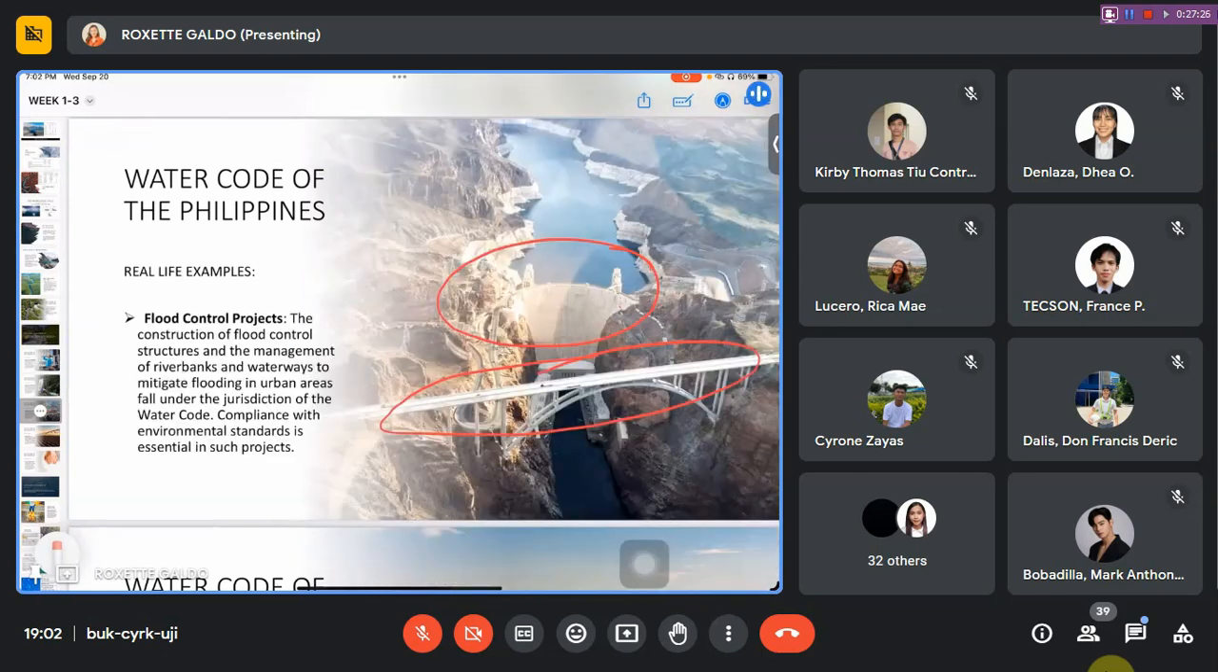Okay. So as I mentioned earlier in the first slide, the purpose of the water code is also for flood control projects such as this bridge and this dam.